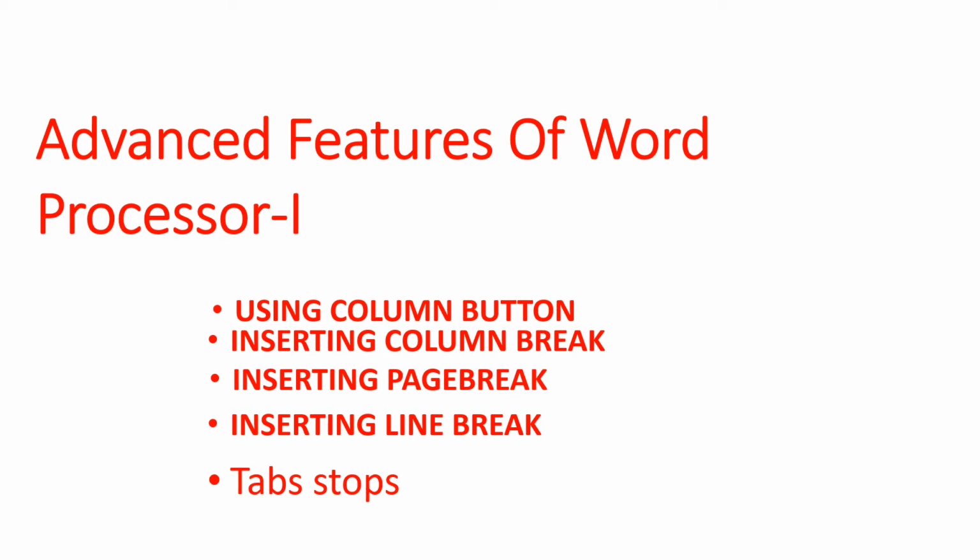Children, today we will continue with the chapter Advanced Features of Word Processor 1. In this, we are going to cover the following topics today: using column button, inserting column break, inserting page break, inserting line break, and tab stops.